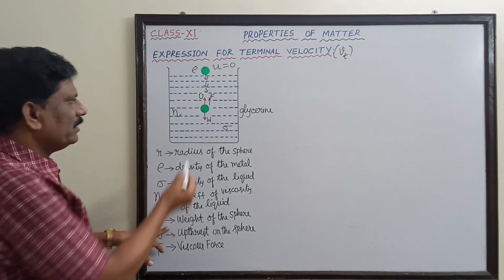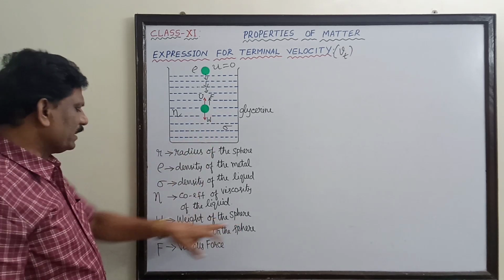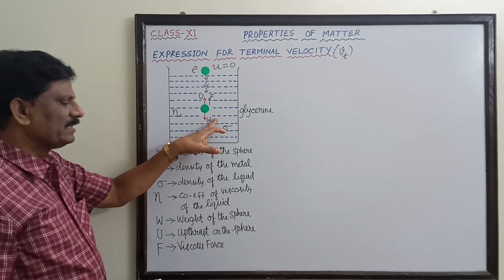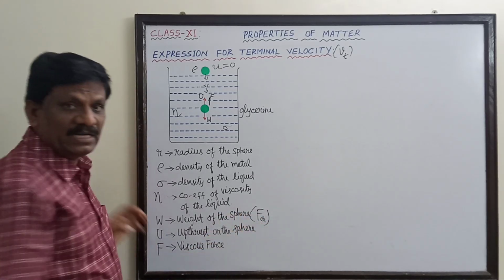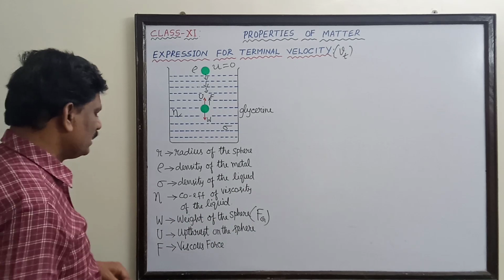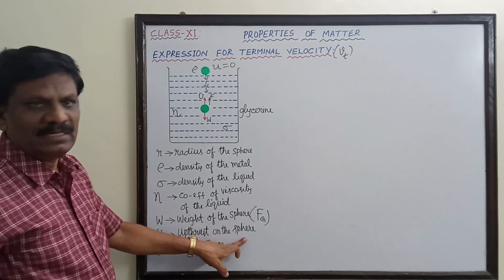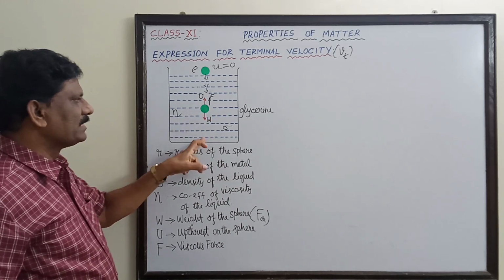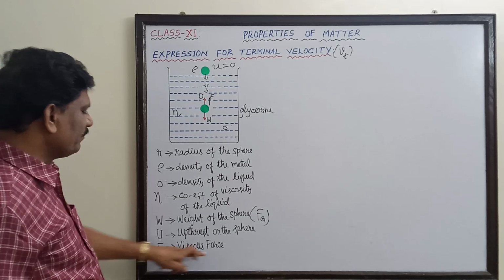Next, W is the downward force, called the weight, acting on the sphere. That is the weight of the sphere, which is nothing but the gravitational force. So, this can also be represented by Fg, the gravitational force. Then U is the upthrust on the sphere, the upthrust exerted by the liquid in the upward direction. And F is the viscous force.